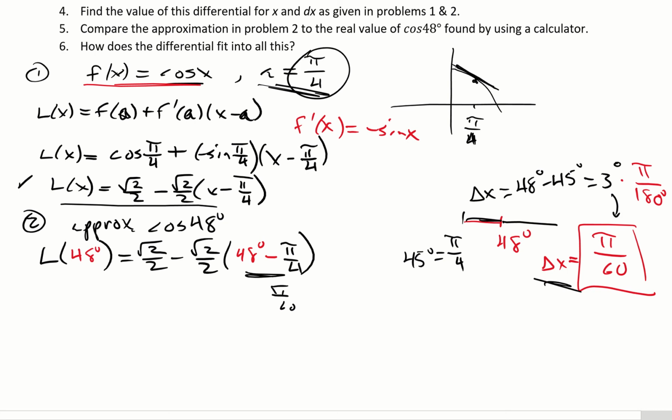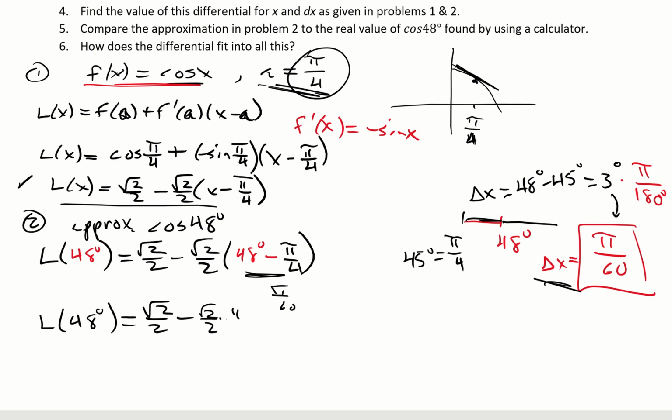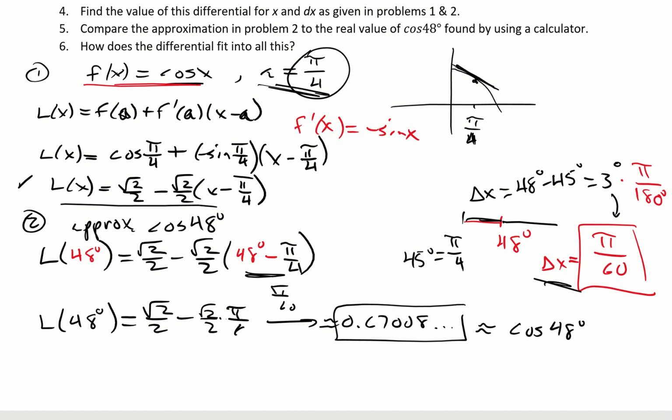So what we're getting is L of 48 degrees is equal to radical 2 over 2 minus radical 2 over 2 times pi over 60. I approximated that with a calculator and got 0.67008 roughly. Listen, this is the linearization. It's an approximation of cosine of 48 degrees. It's not spot on. Later in the problem, we'll figure that out. So that's our second answer.